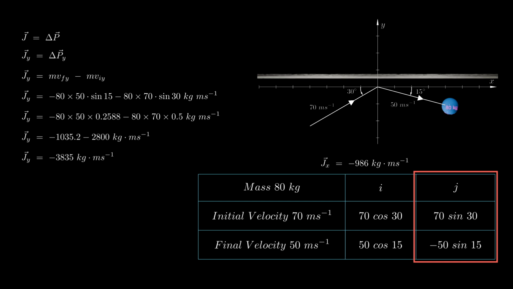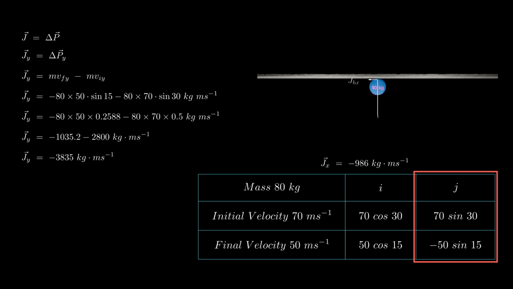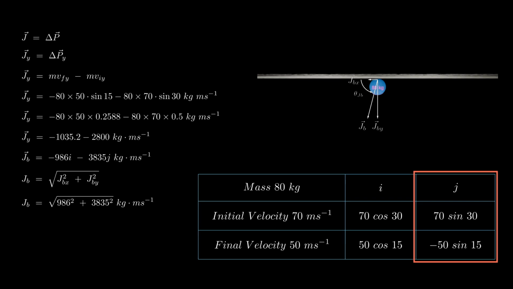Both impulse vectors are in the negative direction of the xy coordinates. It is important to remember that this represents the impulse on the ball. The vector sum of the impulse of the ball can be expressed by combining its components. Given the components jx and jy, we calculate the magnitude of the resultant vector by taking the square root of the sum of the squares of these components. This gives the magnitude of the impulse vector as approximately 3,959 kilograms times meter per second.